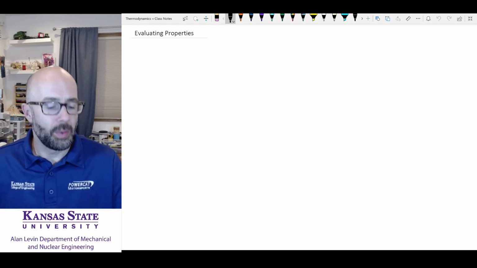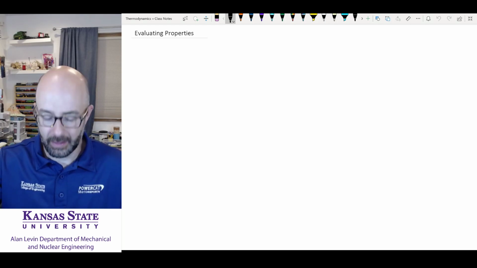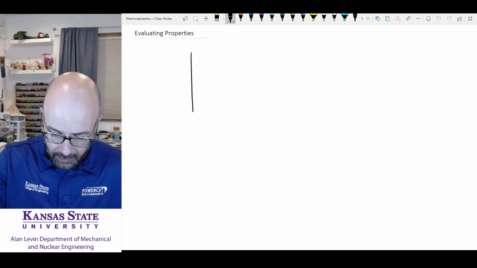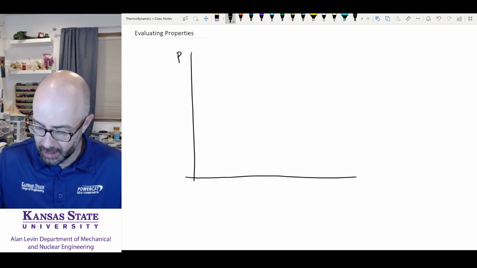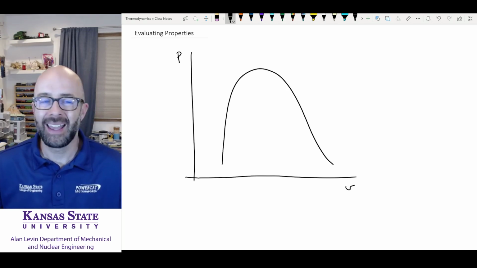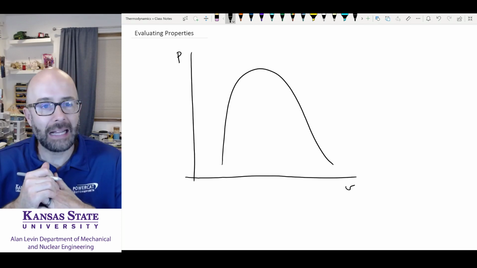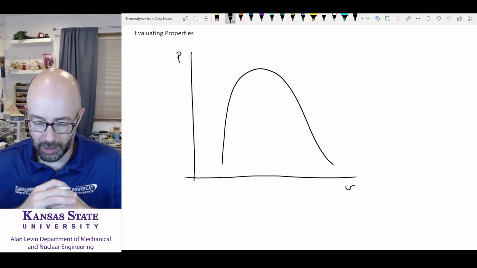All right, so looking at our notes here, I'm going to draw those PV diagrams. Okay, so here we're going to draw our projection as a pressure specific volume. And then what I'm going to do is draw inside of here a vapor dome. This is not an exact vapor dome. It's just a representation of what that vapor dome should look like, could look like.